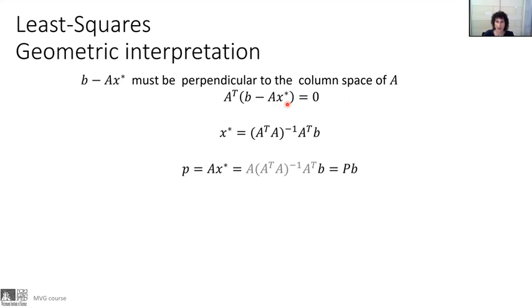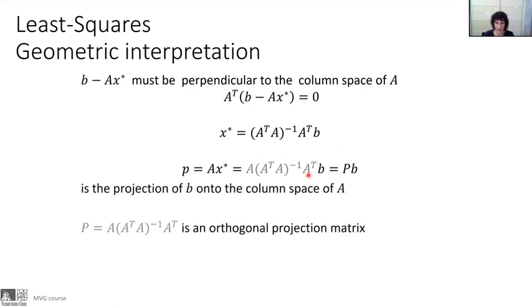And actually, the vector AX star, which we call here B, is written as A times the solution to the equation. If we look closely at this matrix P, you will see that P is a projection matrix, which means that P squared gives me P again, like what we wrote here. So actually AX star is the projection of B onto the column space of A. This is the geometric interpretation.